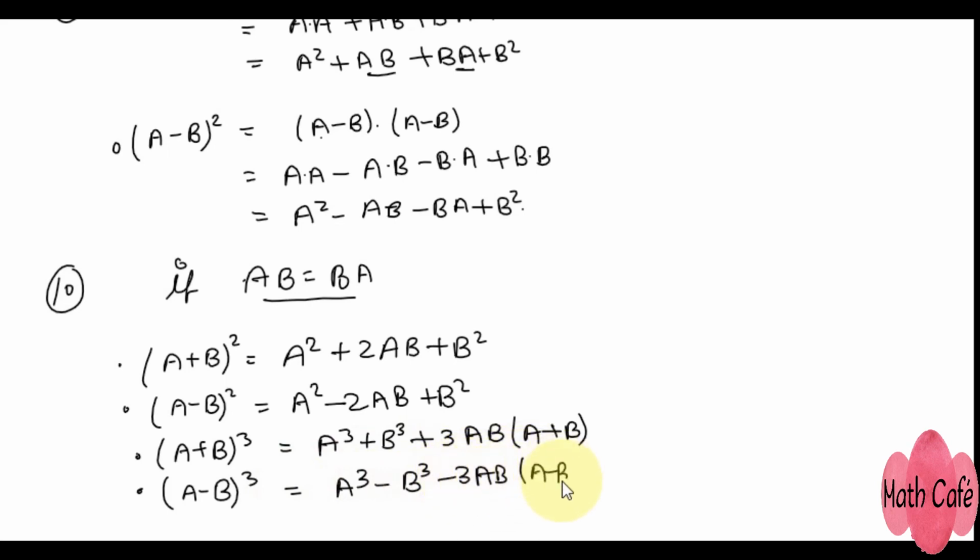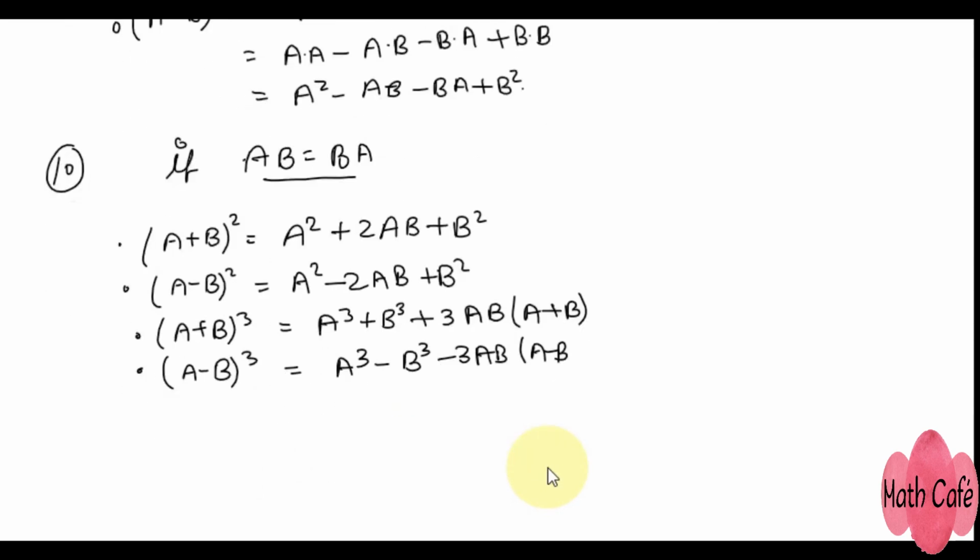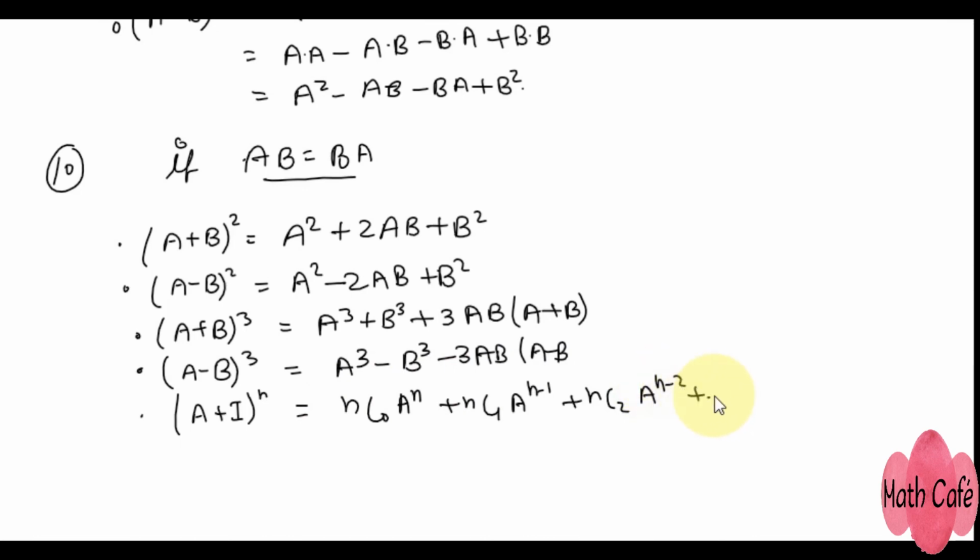All right, and in the last we will see (A + I) raised to, let's say, power n. So this will become nC0 Aⁿ + nC1 Aⁿ⁻¹ + nC2 Aⁿ⁻² and so on, nCn A⁰. That means I can write it as I, the identity matrix.